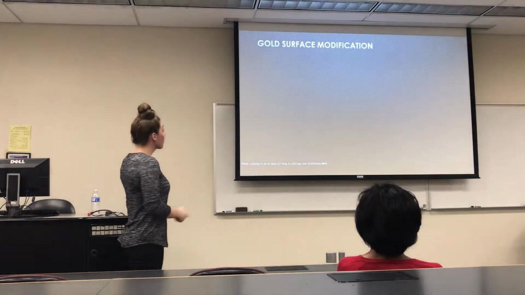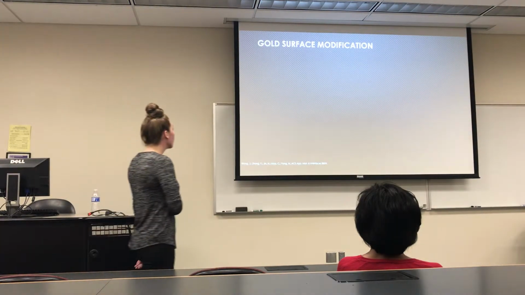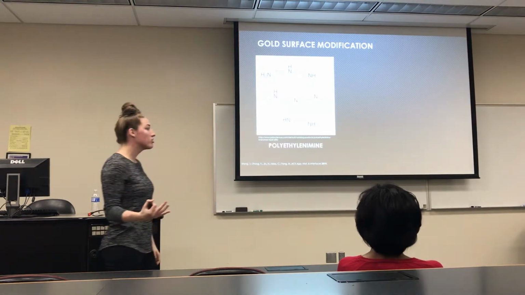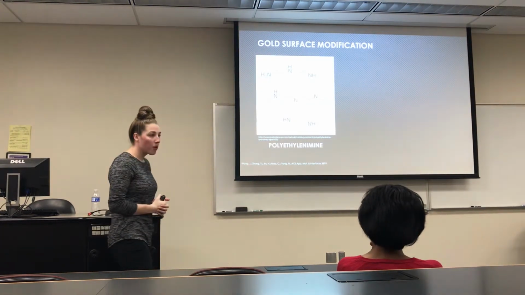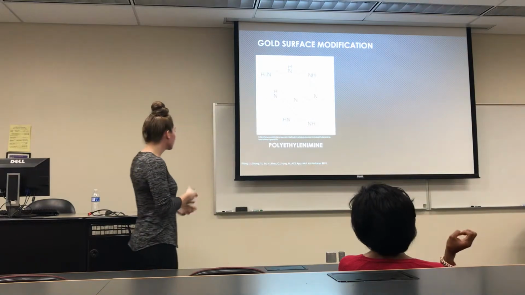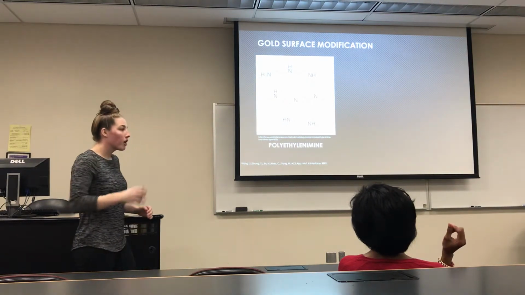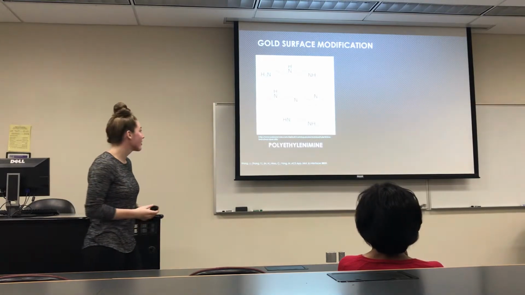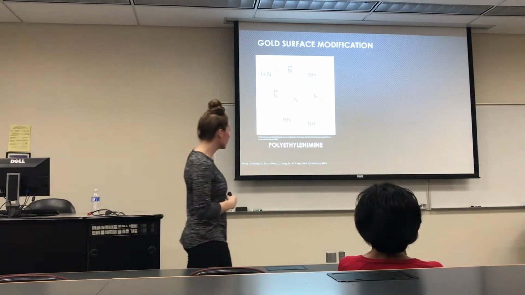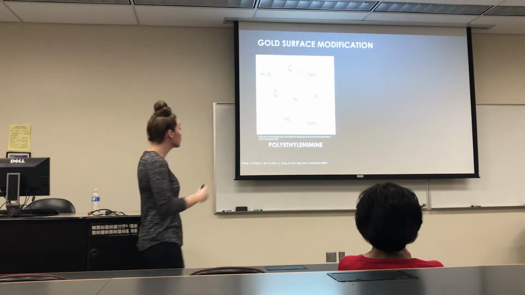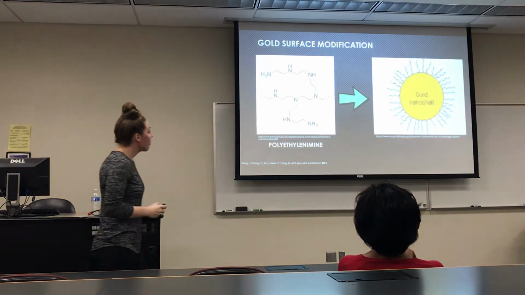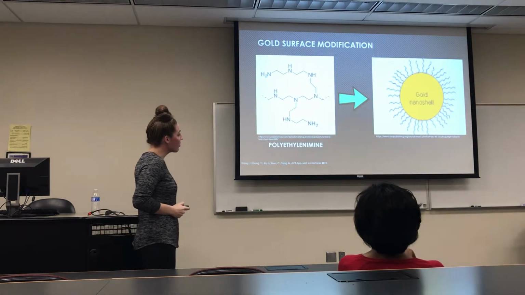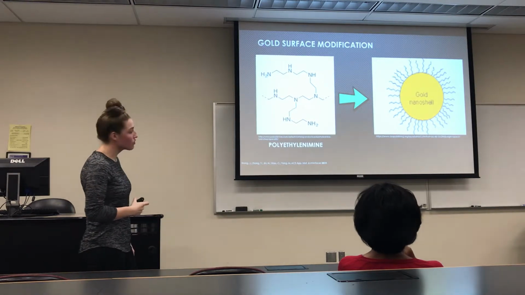And then moving forward, I had to modify the surface of my gold nanoparticles to make them positively charged. And we decided to use the same polymer that was used by Wang and colleagues, polyethylenimine. We bought multiple molecular weights of it. However, I started out with the shortest, which was around 600 molecular weight. And hopefully what we're going to get is this gold nanoshell that again has those polymer groups coming off of it.